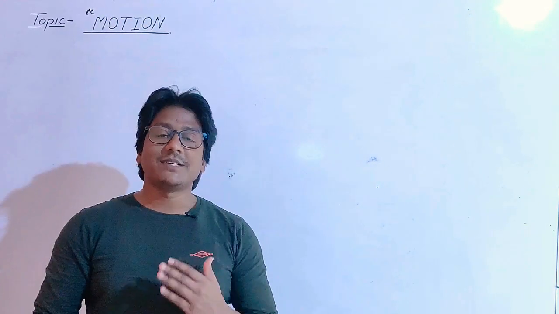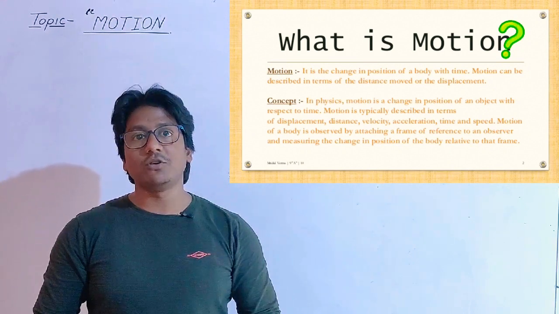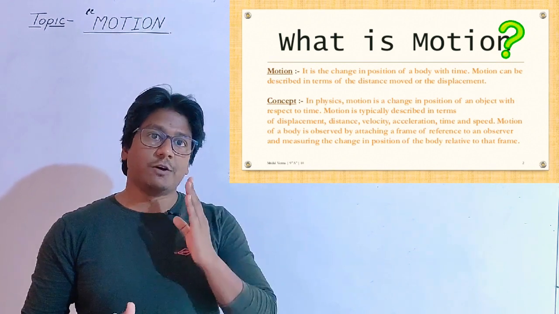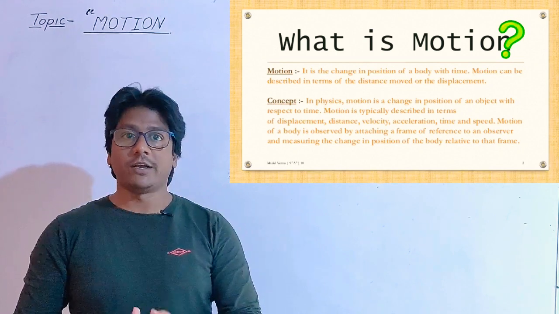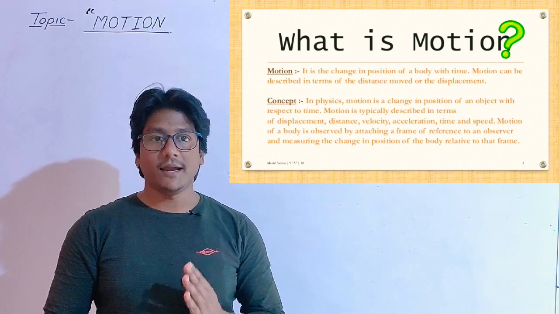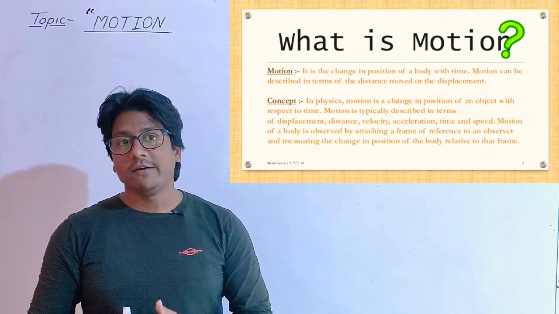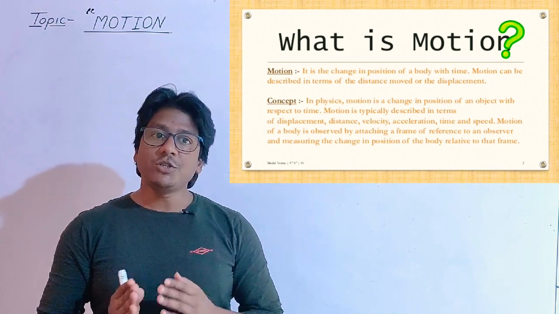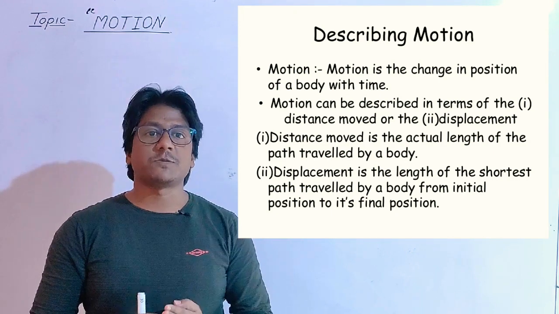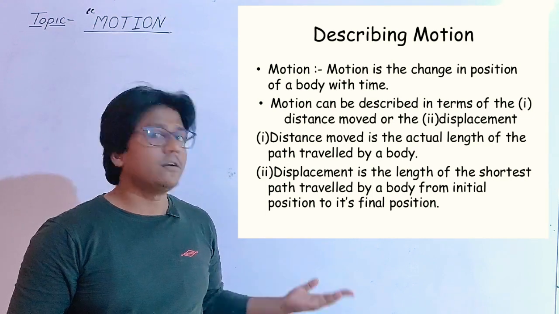Dear student, what is motion? An object is said to be in motion if its position changes continuously with respect to a fixed observer or a reference point called origin. It means that motion is the change in position of a body with time. So, motion can be described in terms of distance moved or displacement moved. This distance and displacement we will discuss in the further video.